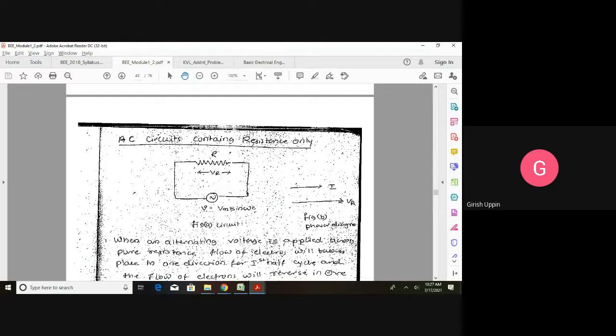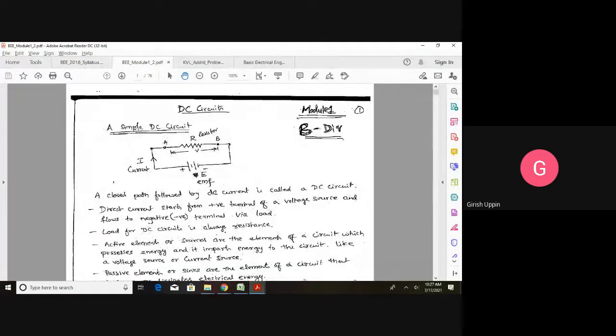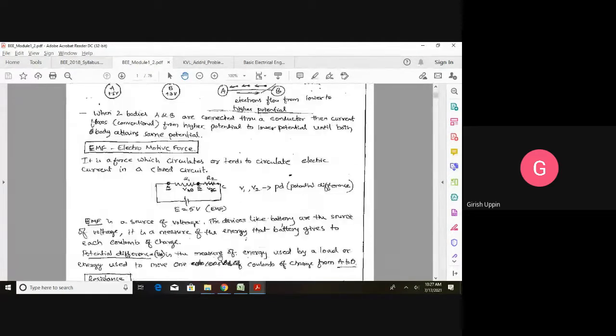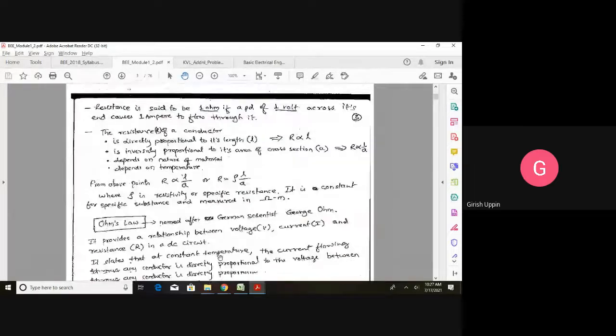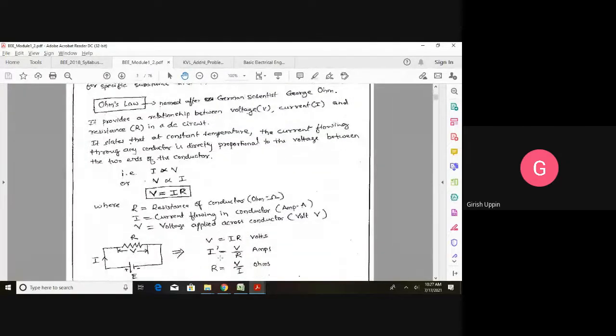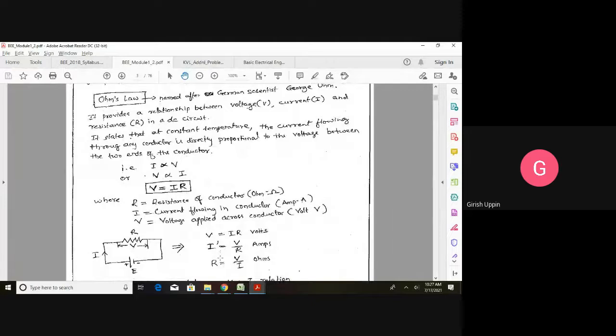In this session of revision class, we are going to look into the first module. The first module consists of DC circuits and AC fundamentals. In case of a DC circuit, the first thing we are going to learn is Ohm's law.